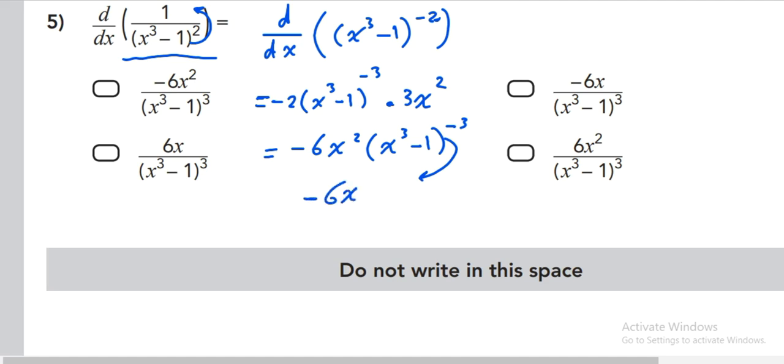Simplifying here by writing the bracket with negative power in the denominator with positive power. So here we got an expression in this form, and we already have one choice with the same form, which is this choice. And this is the final answer.